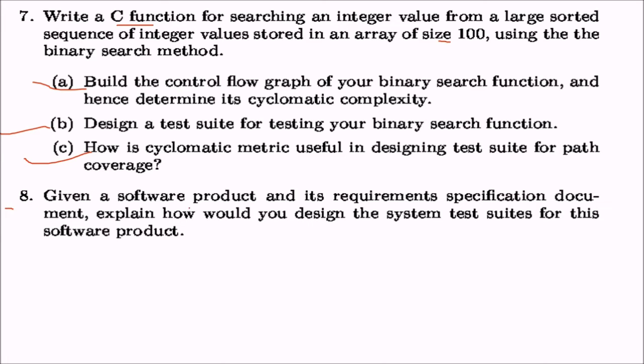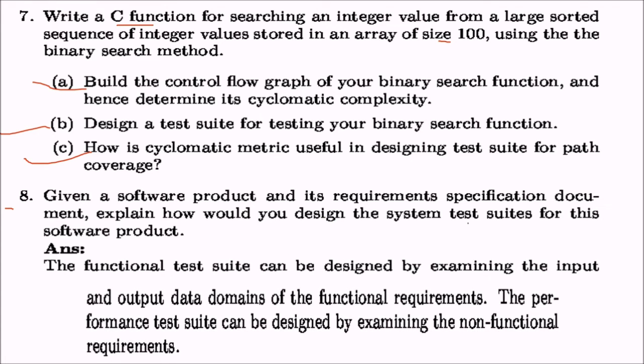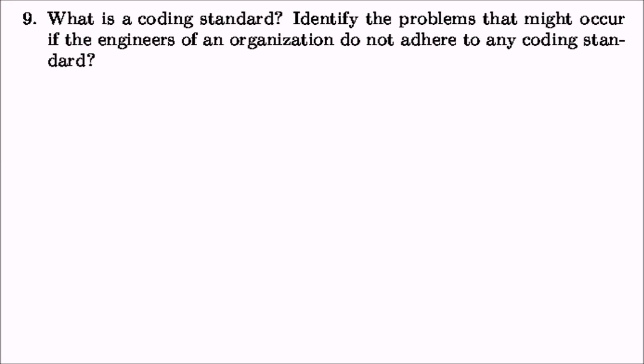Eighth, given a software product and its requirement specification document or SRS, explain how you would design the system's test suite or suites for the software product. The functional test suite can be designed by examining the input and output domains of the functional requirements. The performance test suite can be designed by examining the non-functional requirements. Okay: functional requirement, functional test suite; non-functional requirement, performance test suite.